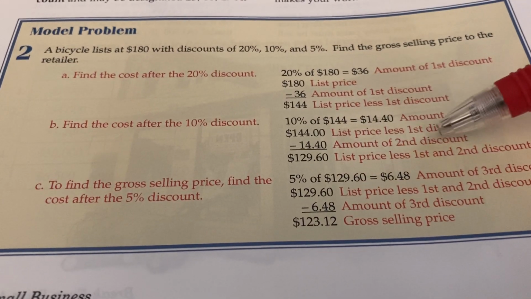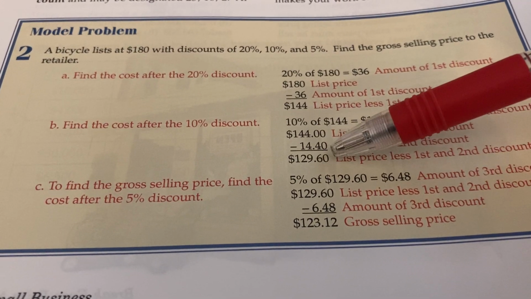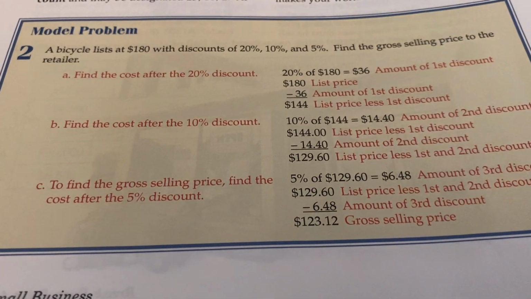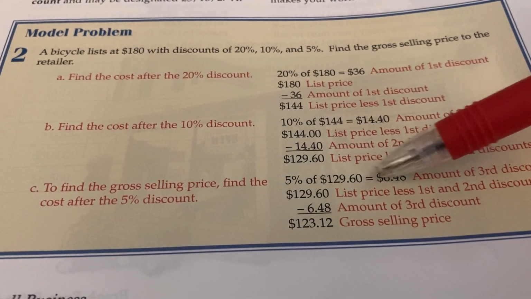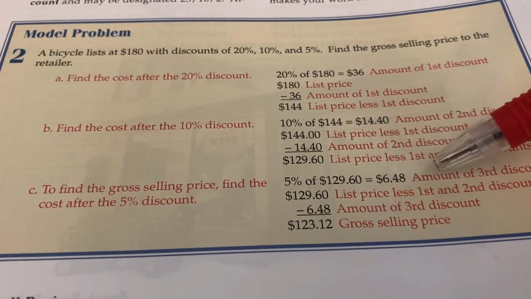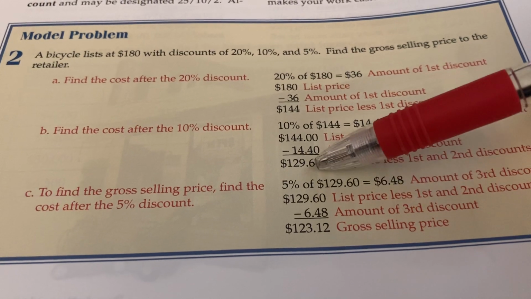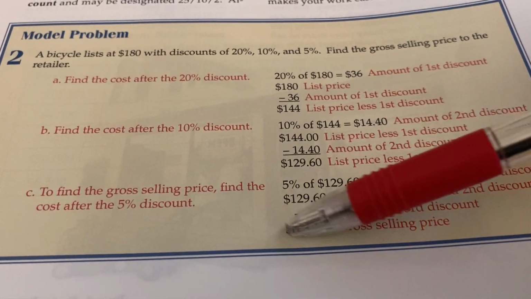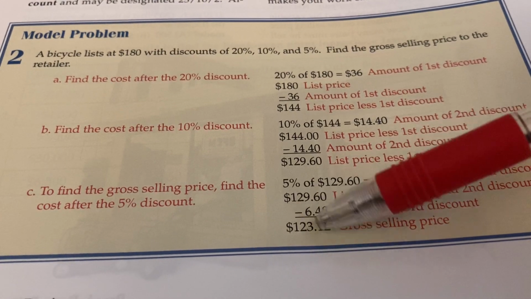And that's the price. So now you have the first and second discounts. You're going to pay $129 now. Now you're going to get another 5% off. So you take 5% of $129, and you got $6.48. And so then you're going to take the $129 that you're paying, and you're going to subtract the $6.48, and you're going to get $123.